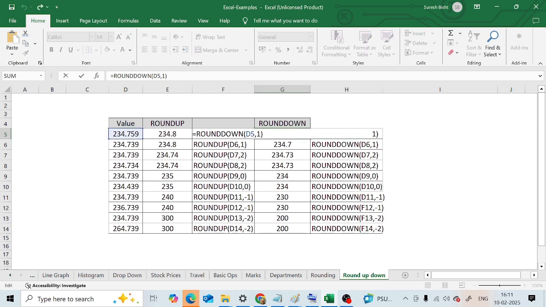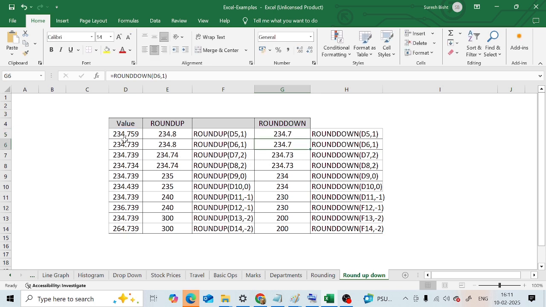Even a round down function requires two parameters. The first one is the number and the second one is the digit. So I say the number comma 1. 234.7 is the first digit after the decimal, so any number after that it sees, it will ignore. It doesn't matter whether it is greater than 5 or less than 5. So 234.759 becomes 234.7, and 234.739 will also be 234.7 when you round down.